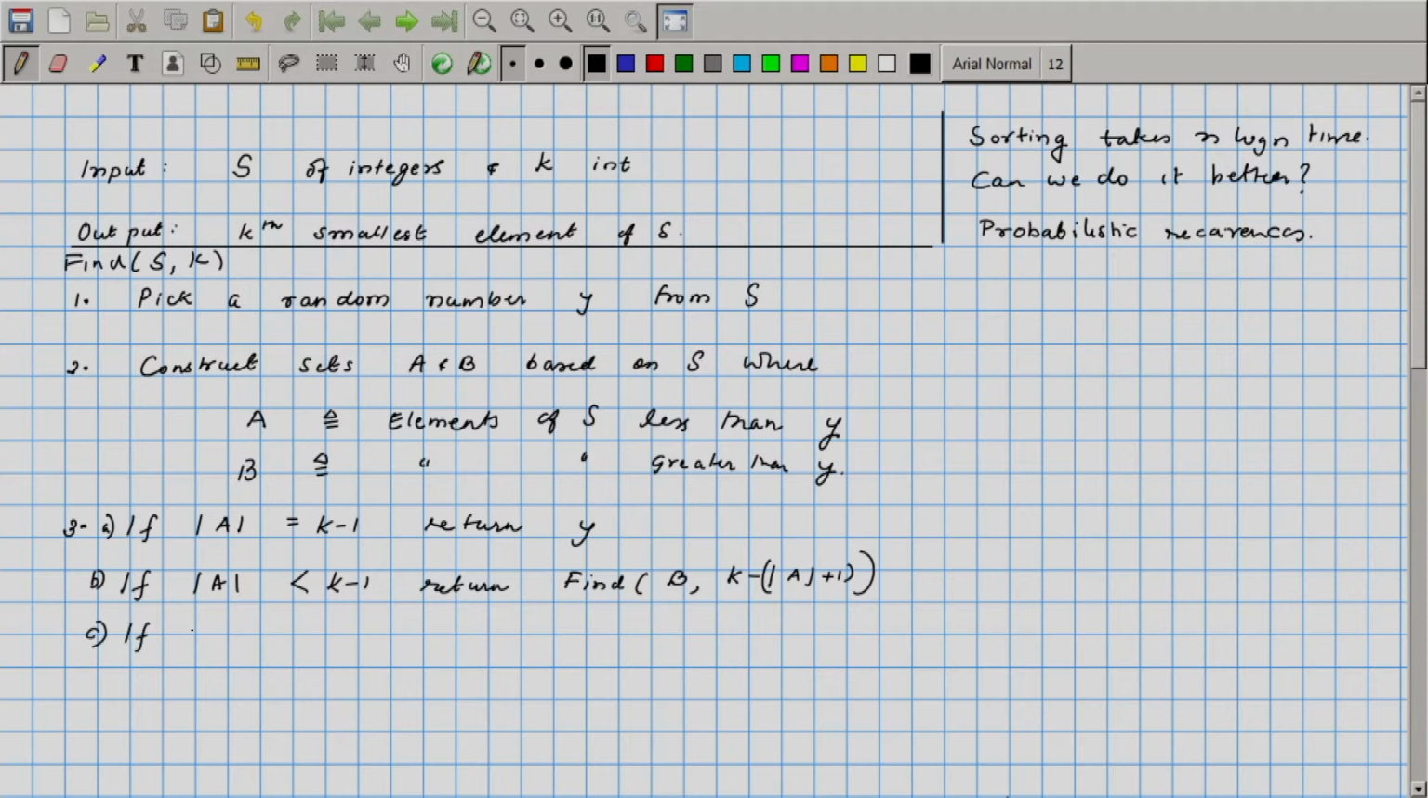The third condition would be, if size of A is greater than k minus 1, then we know that our element lies inside A. So, we will return find A comma k. Okay, simple natural algorithm.